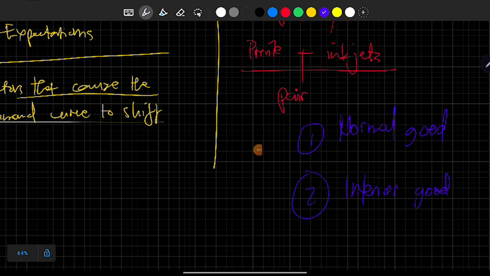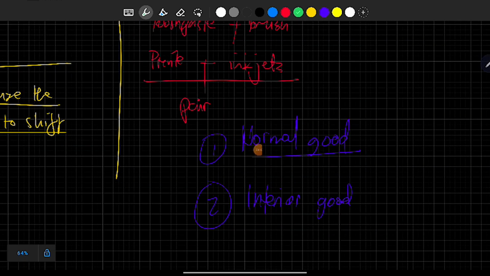For normal goods, income and demand are directly related, meaning that the demand for normal goods increases when income increases. That is the normal goods. The demand for normal goods increases when income increases, because income and demand for normal goods are directly related. So if there is an increase in income, here the demand will also increase, and that is for normal goods.